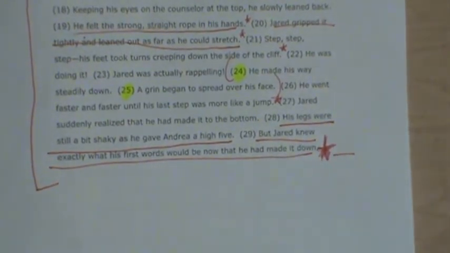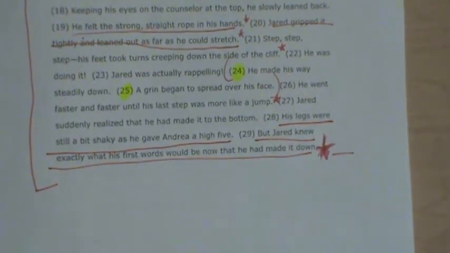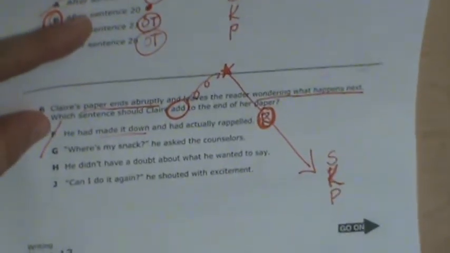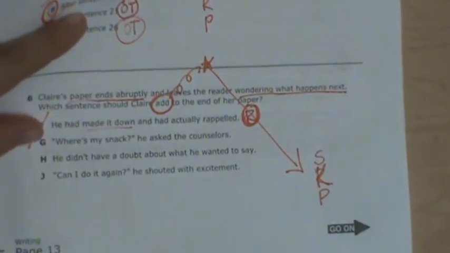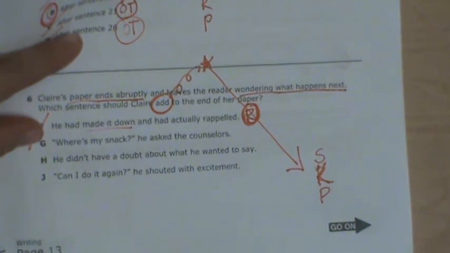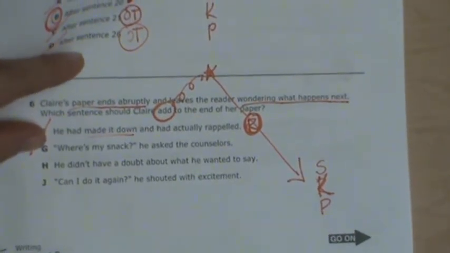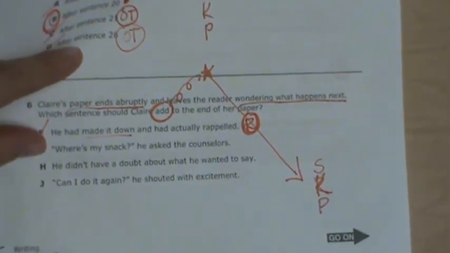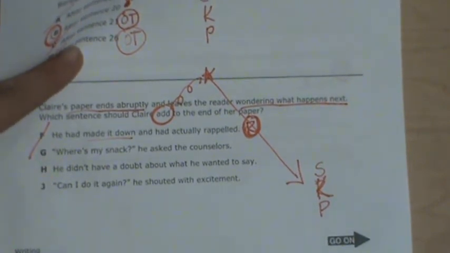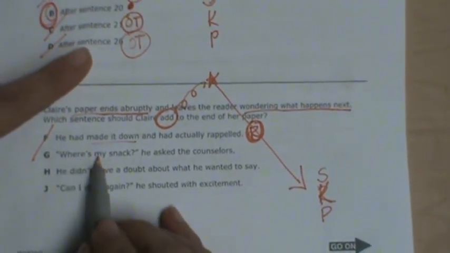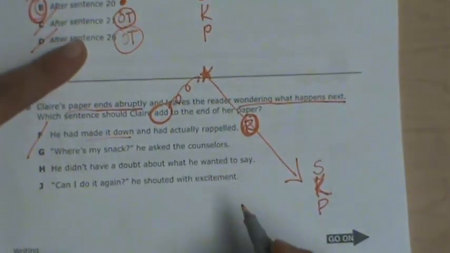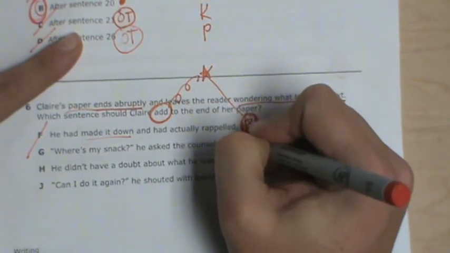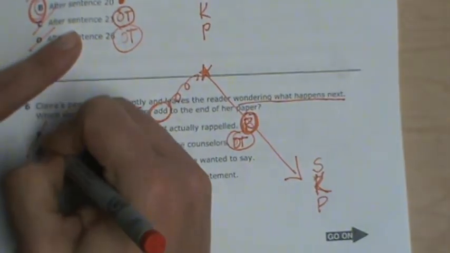His legs were still a bit shaky as he gave Andrea a high five, but Jared knew exactly what his first words would be now that he had made it down. "Where's my snack?" he asked the counselor. He just did something very exciting. He rappelled down the side of the mountain. He overcame his fear. He finished before camp was over. And so do you really think that what he said was, "Where's my snack?" I think he's so amped up and excited, the last thing he's worried about is his snack. So on this, we're going to put off topic or does not belong.